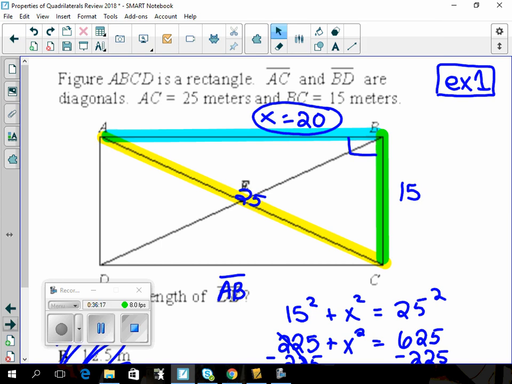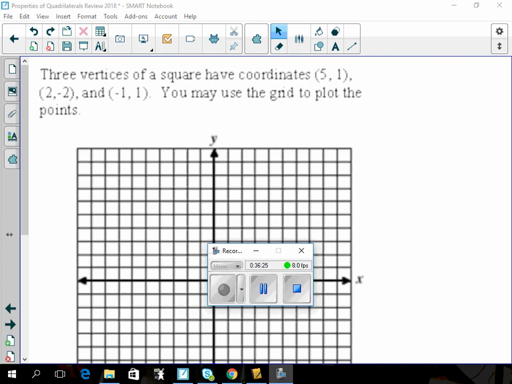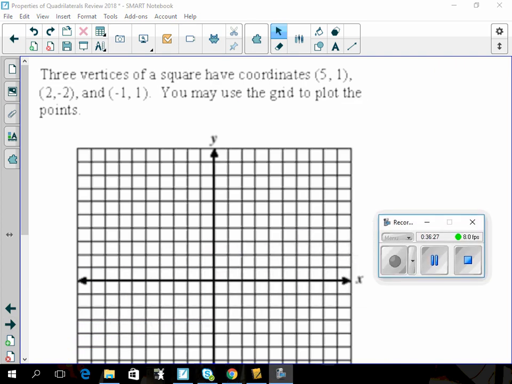All right. Next class, after your quiz on the properties of quadrilaterals, please listen, we're going to be looking at graphing. So I gave you 3 points of a quadrilateral. Can you find the fourth that will make it a square? Could you find the fourth that would make it a parallelogram? And that's what we're going to be doing next.